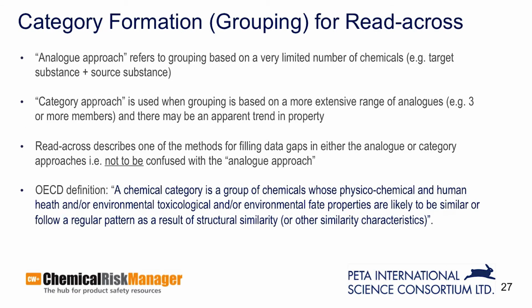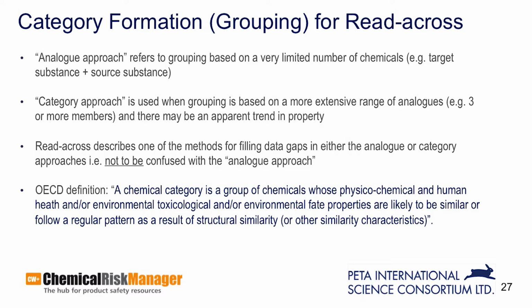Now we're going to move on from use of QSARs and SARs more into the area of category formation and read across. And a couple of definitions here. Firstly, you will hear the term analog approach being used, and this is often used to relate to a very small number of chemicals, typically a target chemical and a source substance, so two chemicals alone, one of which you may have information for, which you're reading across to your target chemical, for which you may not have information.